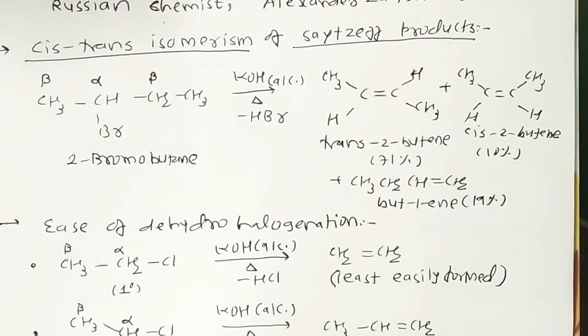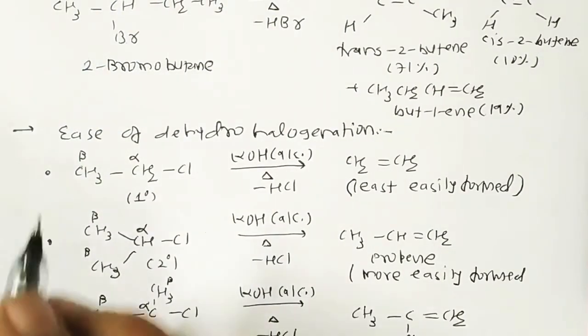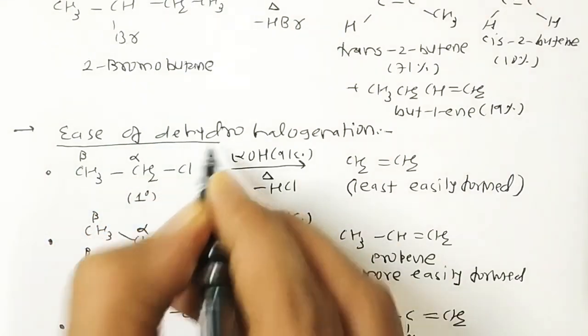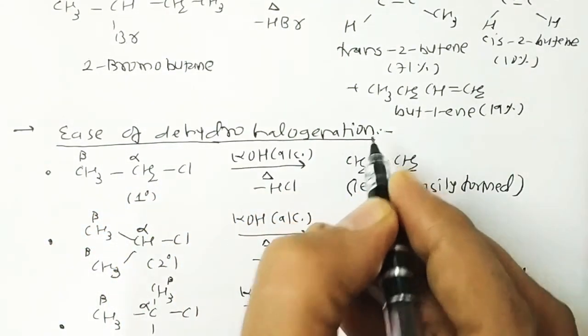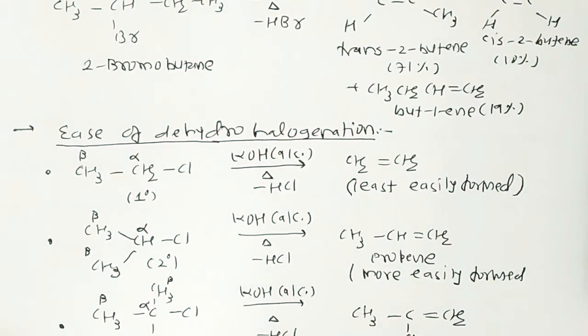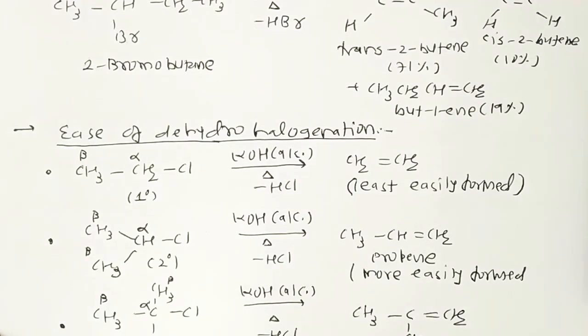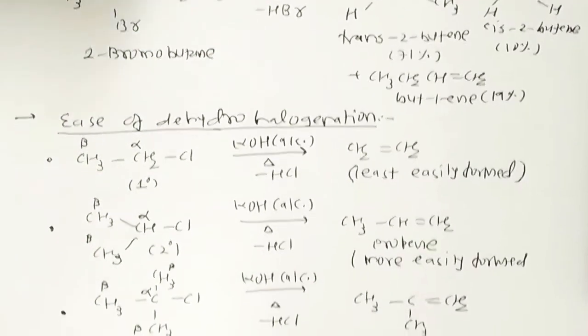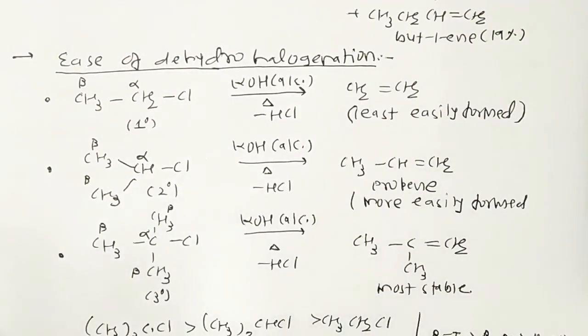Now what is the ease of dehydrohalogenation? In the light of this Saytzev rule, any alkyl halide that gives a more stable, meaning more highly substituted, alkene must undergo dehydrohalogenation faster than one which gives a less stable alkene. It means that if your alkene is more and more substituted, then it favors this type of reaction.